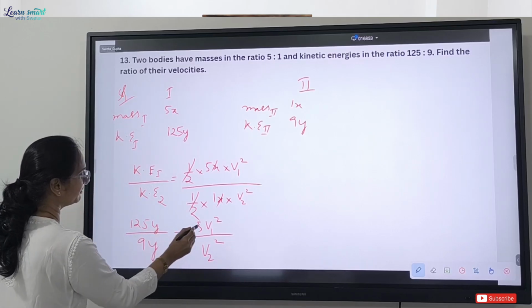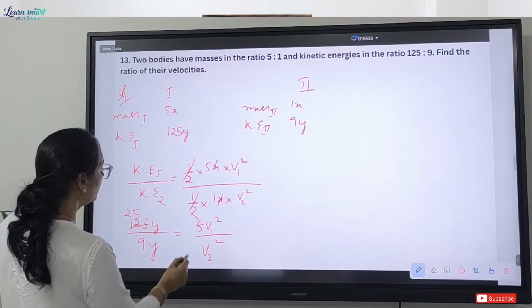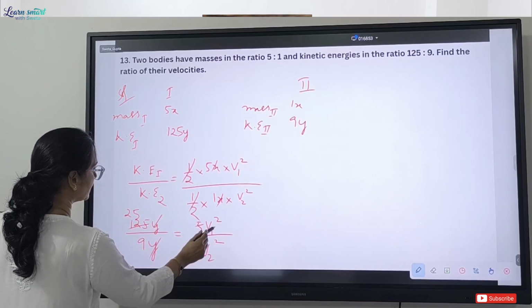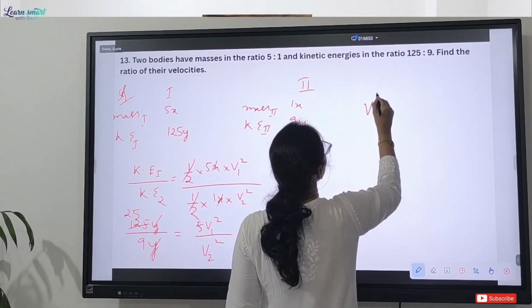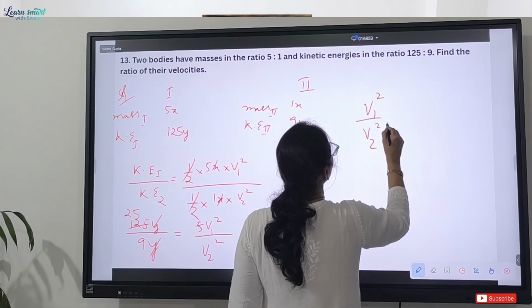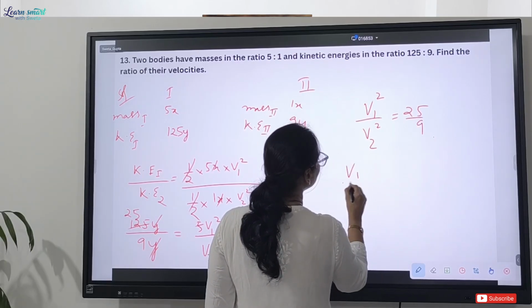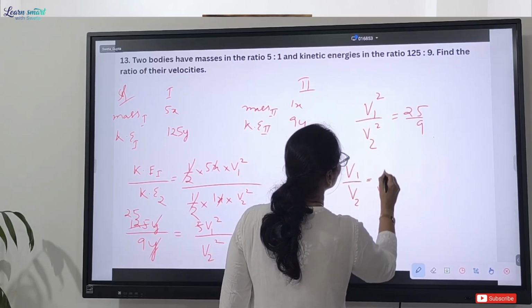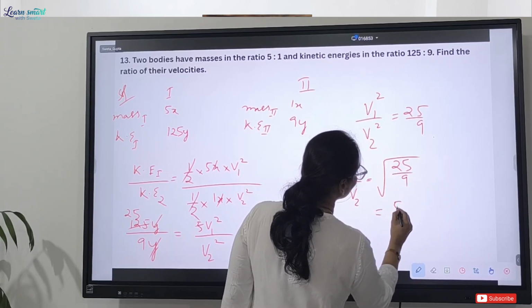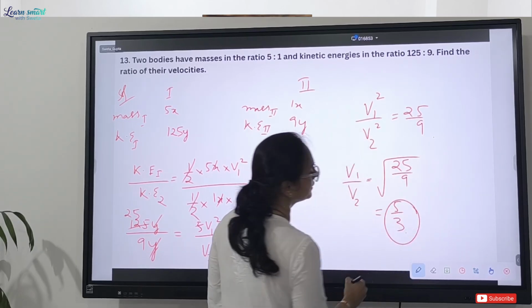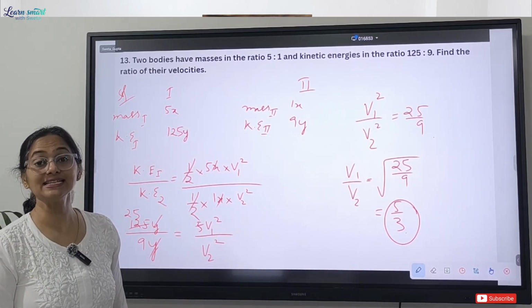Let's again simplify, 5 25 times. So what we are getting, y and y also we can cancel. v1 square by v2 square is 25 by 9. So I will write v1 square by v2 square is equal to 25 by 9. So v1 by v2 is equal to root 25 by 9, which will be equal to 5 upon 3. And this is the ratio of their velocities. This is how we can calculate. Let's see the next question.